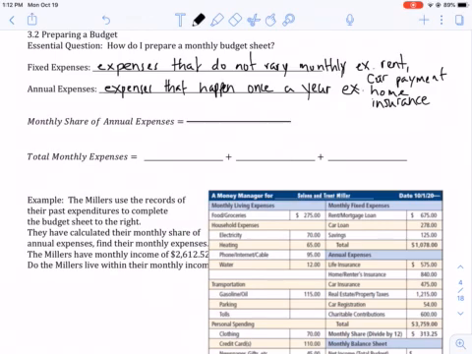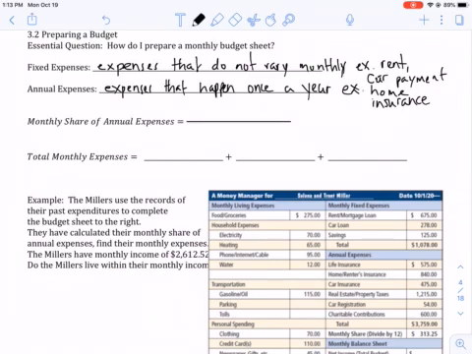So fixed expenses are going to be expenses that do not vary or change monthly. Examples would be rent and maybe your car payment. Something that is going to be the same amount every single month. The other expenses to consider are called annual, expenses that happen only once a year. One example would be home insurance. Some people also pay their car insurance. For me, car tags. I pay them once a year.